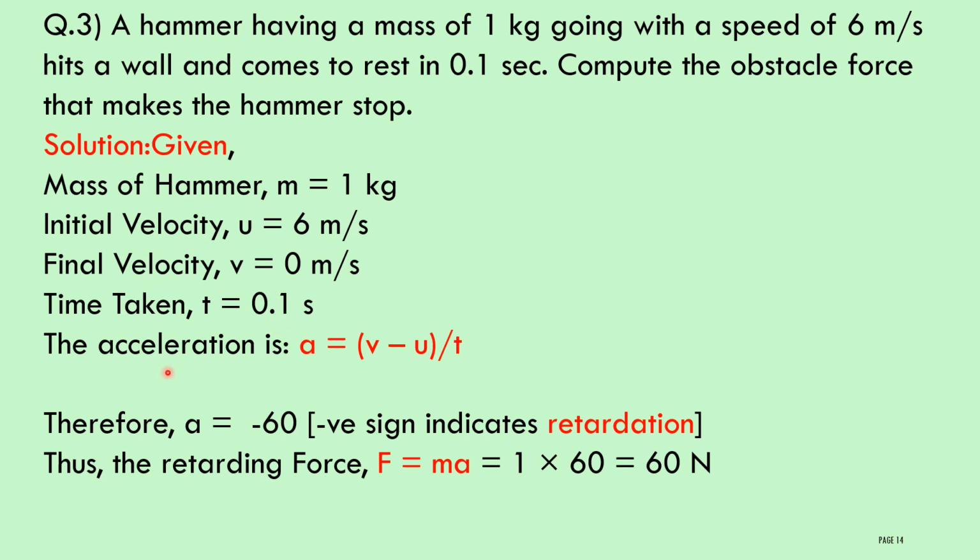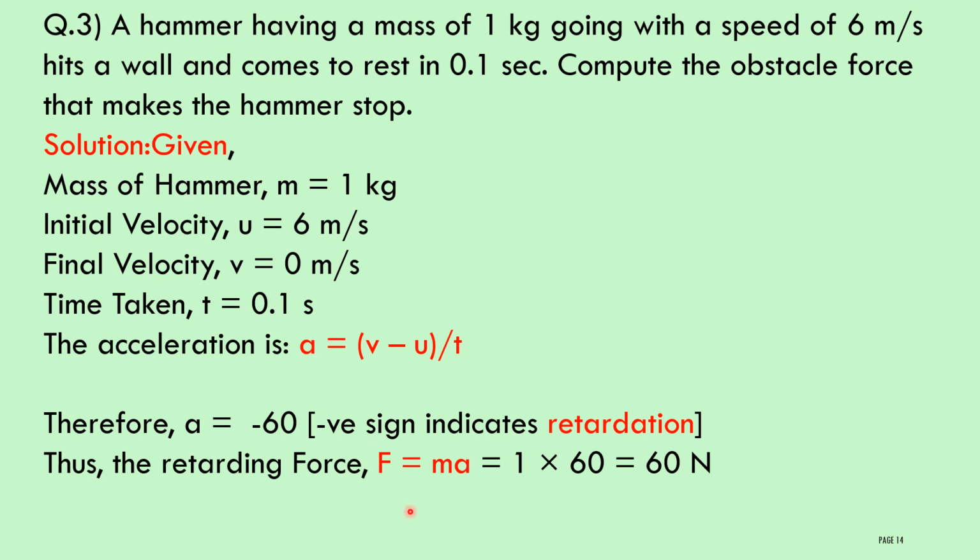If you want to calculate acceleration, you have to use this formula when you know the final velocity, initial velocity and time. Therefore, acceleration is equal to v minus u divided by t. v means final velocity, u means initial velocity, divided by t. If you substitute the values, you will get the answer. Acceleration will be minus 60. Here the negative sign indicates retardation. That you have to remember. Acceleration having a negative sign, we call it retardation.